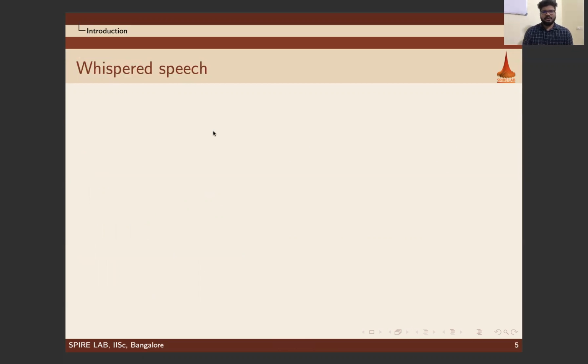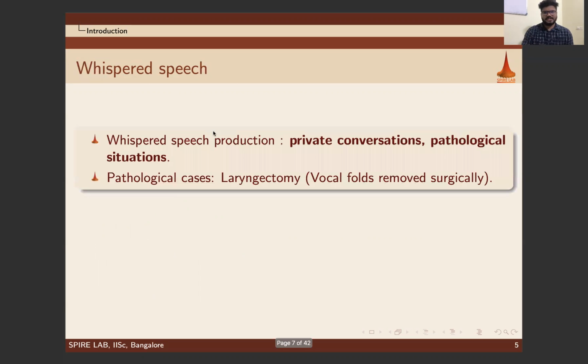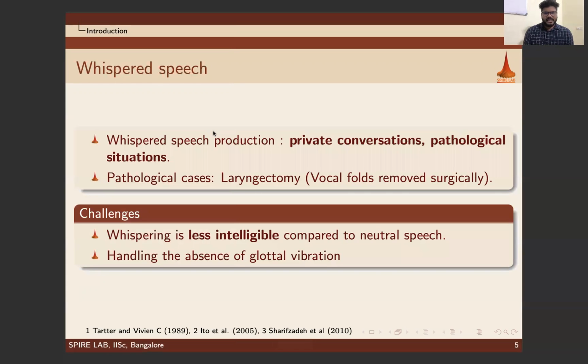Whispered speech is another natural way of generating speech, without vocal fold vibration. I'm sure everyone has whispered at least once in our lifetime, which typically comes in private conversations as well as pathological situations such as laryngectomy. So it is very challenging to handle whispered speech in typical speech-based applications. That is mainly due to the absence of glottal vibration.